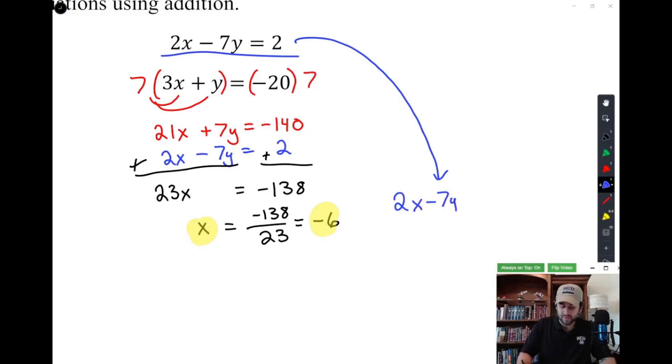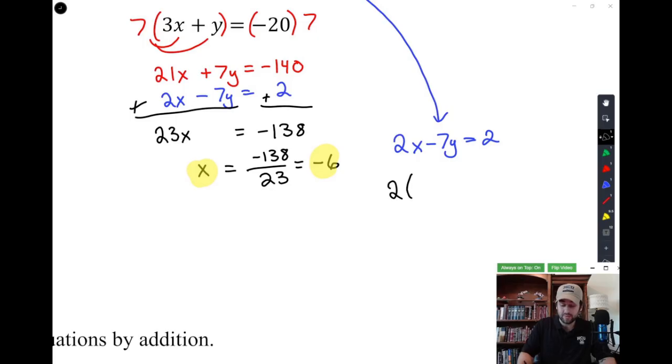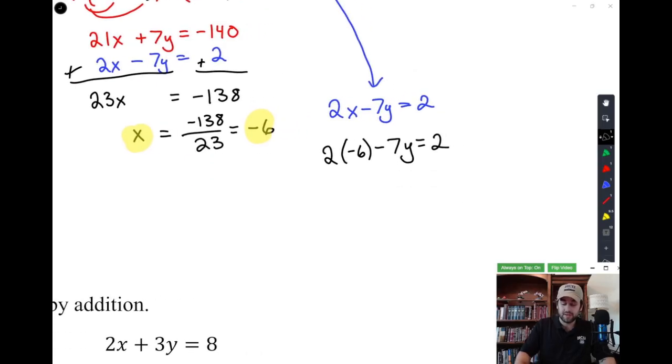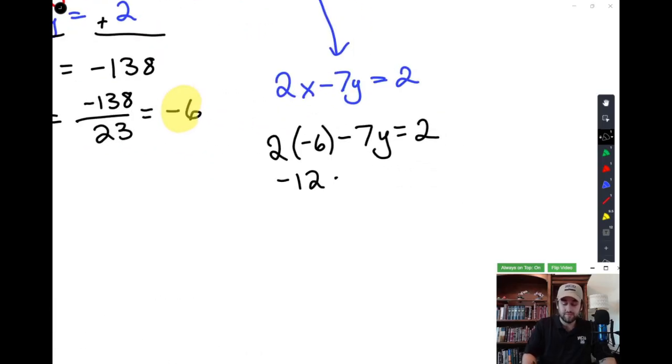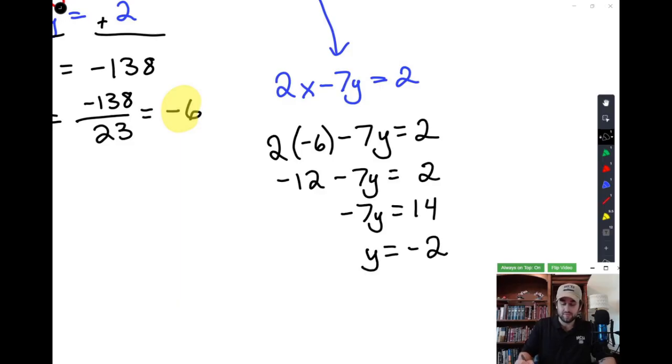2x minus 7y equals 2. But I'm going to say x isn't x anymore. I'm going to let x be what I know x is, which is negative 6, minus 7y equals 2. And then I'm going to solve for y. So negative 12 minus 7y equals 2. Negative 7y equals, plus 12 to both sides, you get 14, which means y equals negative 2.